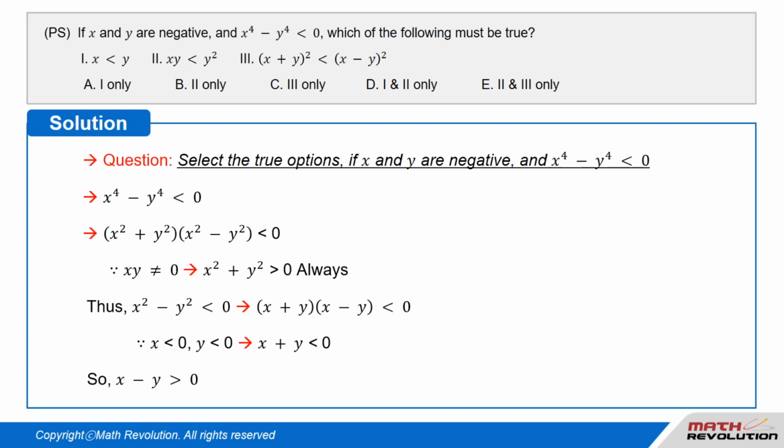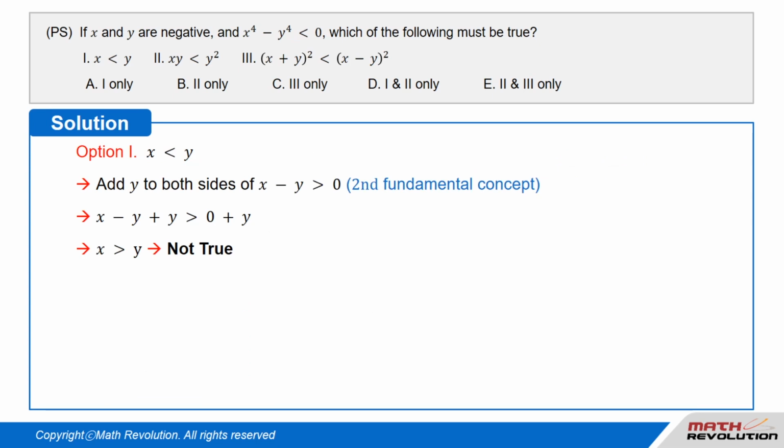Now, x squared minus y squared is less than 0 can be further written as (x plus y) times (x minus y) is less than 0. However, as we know that x and y are negative, their sum, x plus y, will also be negative. So x minus y is greater than 0.